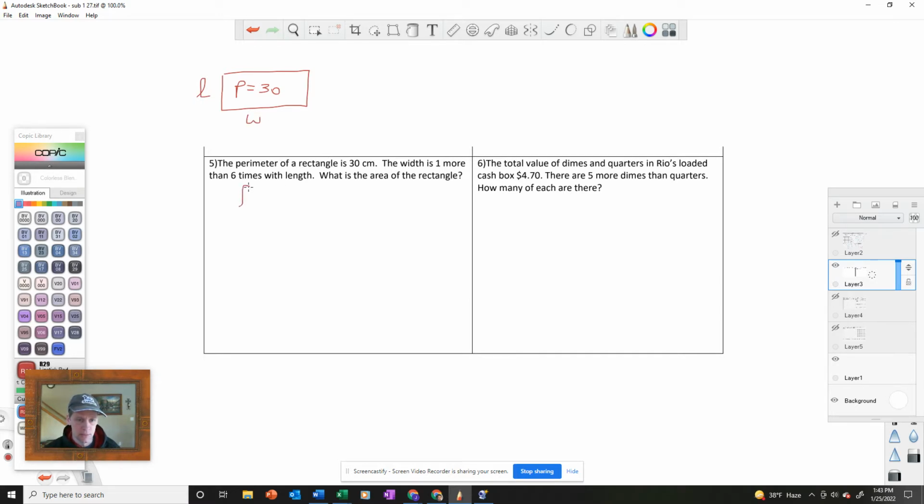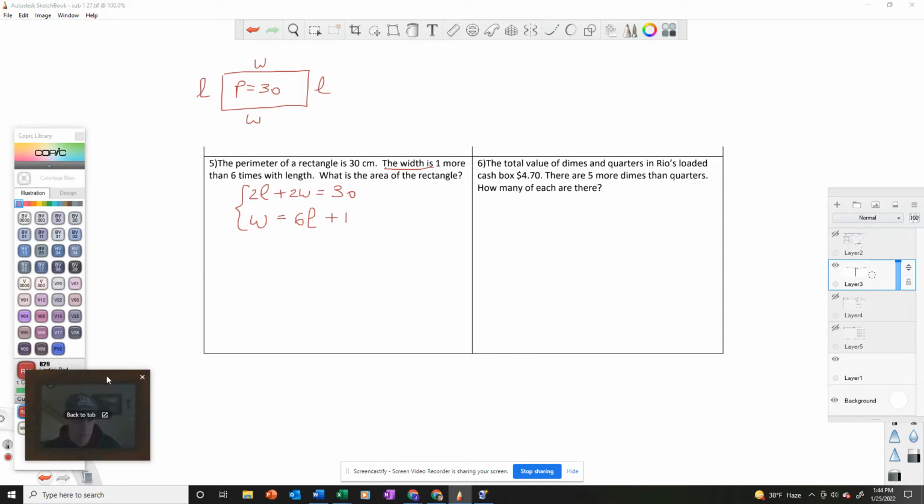Okay, since I have two variables, I need to write two equations. The first equation you're now very familiar with: 2L plus 2W equals 30. You guys knew that one, huh? Because there are two W's and two L's. So if I divide by 2, L plus W equals 15. And then the next one is simple. It says the width is, so W equals, one more than 6 times the length. So W equals 6L plus 1. And the question is, what's the area of the rectangle?